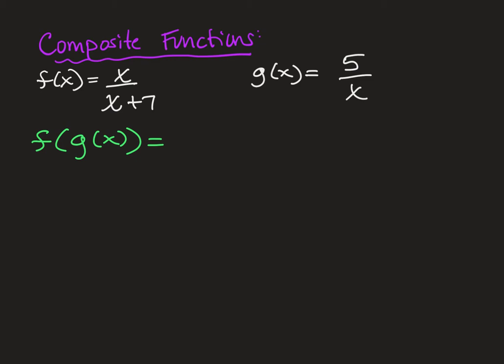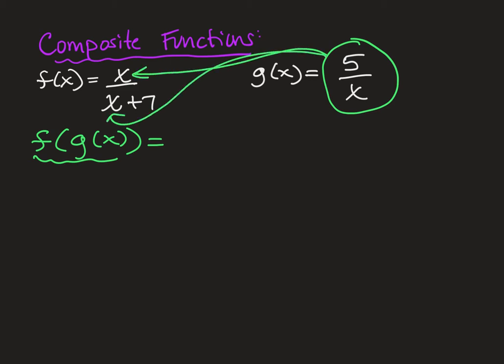Okay, so we know for composite functions that we're taking the output of one function and putting it in as the input of the other. So when we're looking at this order, f of g of x, it means that the output of g of x is going in for the input, which would go here, right, and here into our other function. So let's rewrite that and see what it's going to look like. So that would look like 5 over x over 5 over x plus 7. Okay, so that's our composite function, just not simplified.